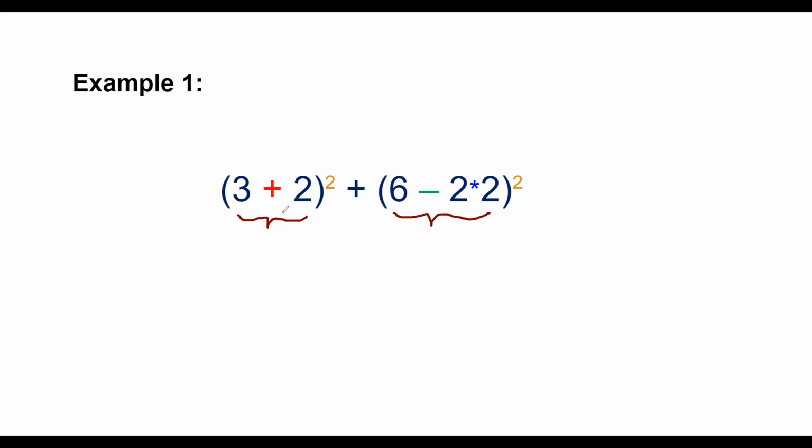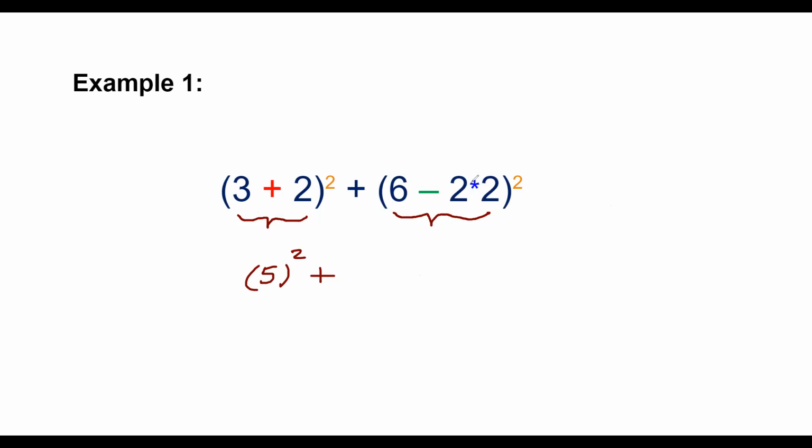3 plus 2 is 5. So that leaves us with 5 to the second power. Let's do that other parenthesis here. 6 minus 2 times 2. And then all of that is going to get squared. But first, we need to do the part inside the parenthesis. Now, here's where order of operations comes in. We notice we have subtraction and multiplication.